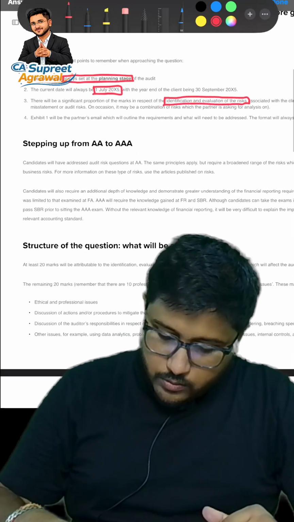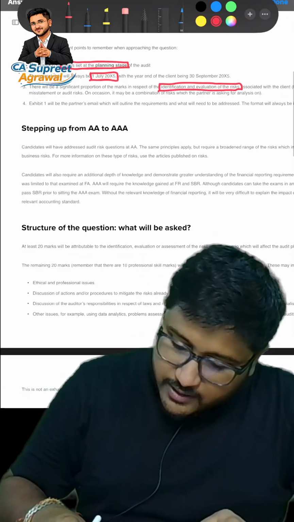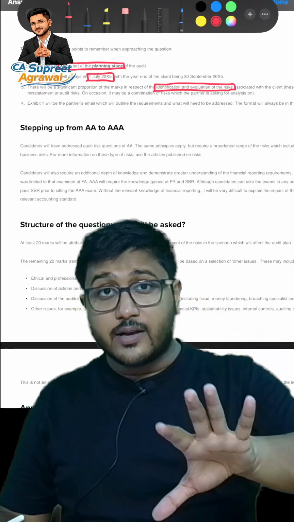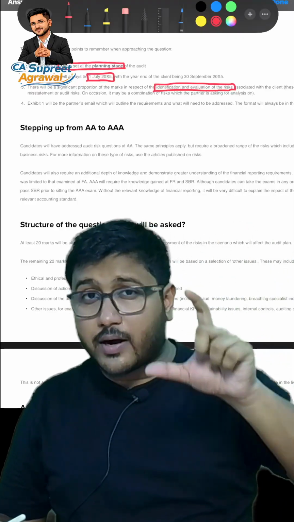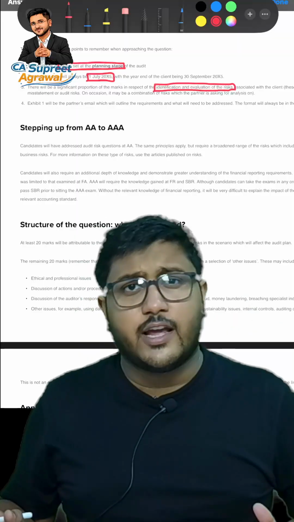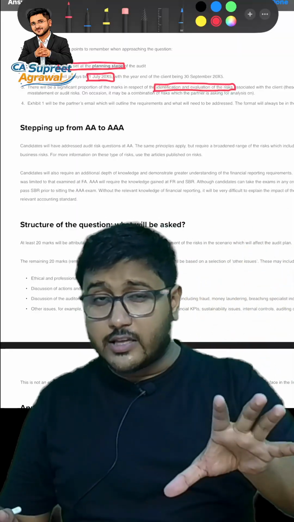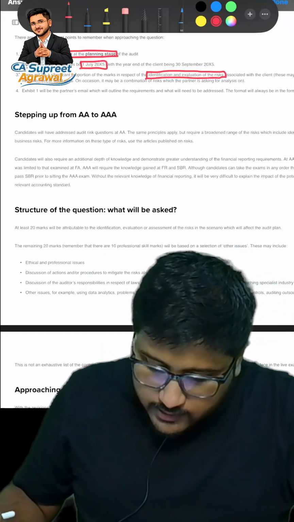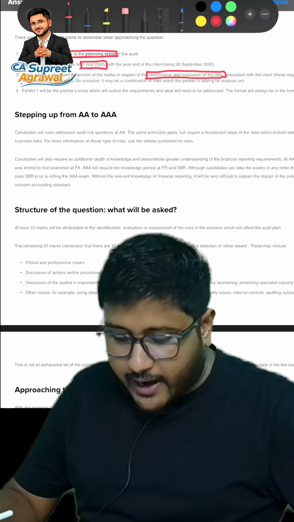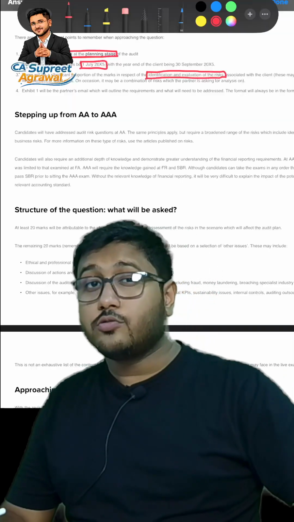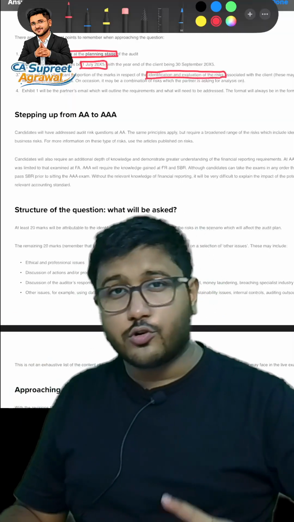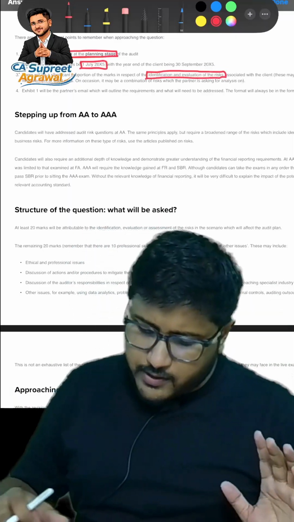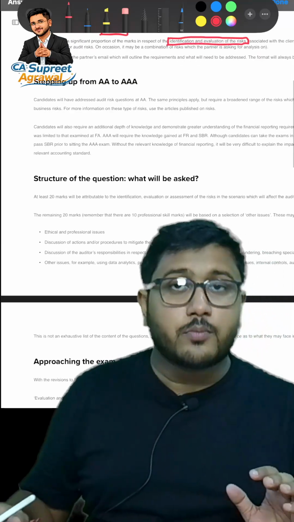Okay, now on occasion it may be a combination of risks which the partner is asking for analysis on. So there might be certain questions where there would be a partner's email, which we have already seen in multiple questions. So there could be a partner's email and then you will need to respond to that. Now Exhibit 1 will be the partner's email, which will outline the requirements and what will need to be addressed. So whenever you need to read the requirements, you always have to go for Exhibit 1, which is the partner's email, and there generally the requirements would always be there. Okay, now stepping up from AA to AAA.